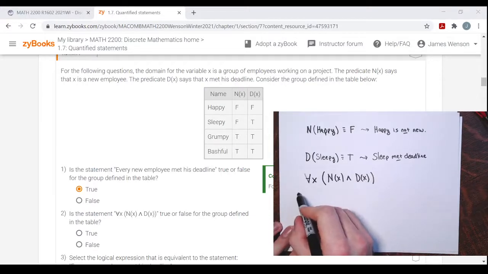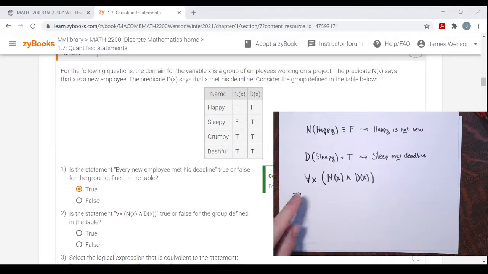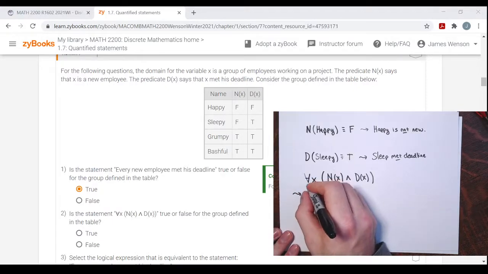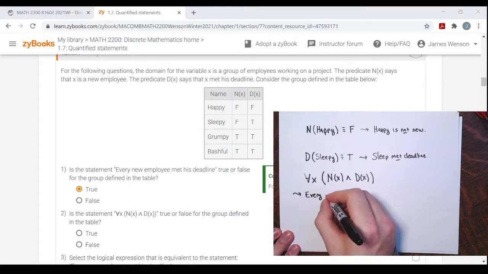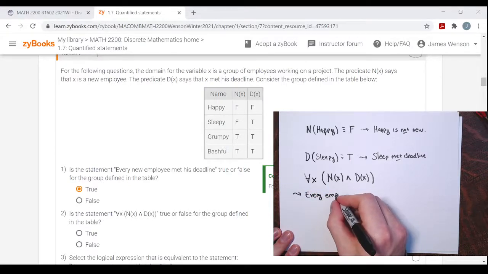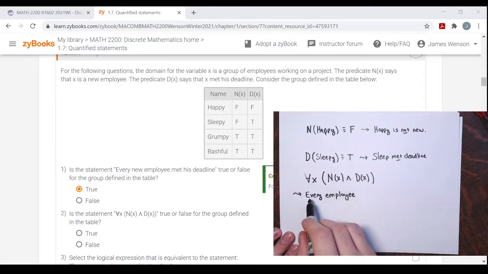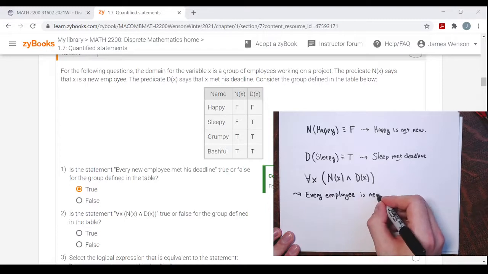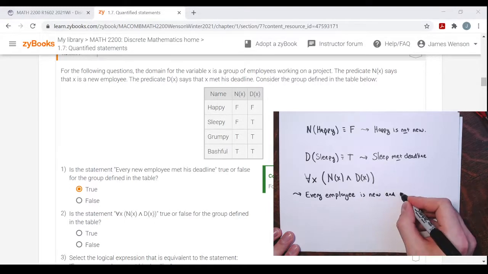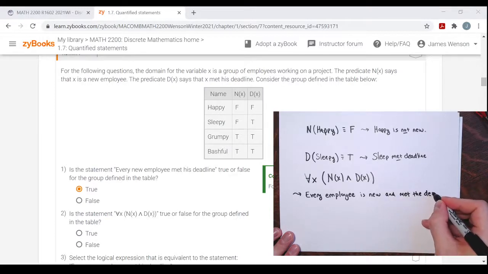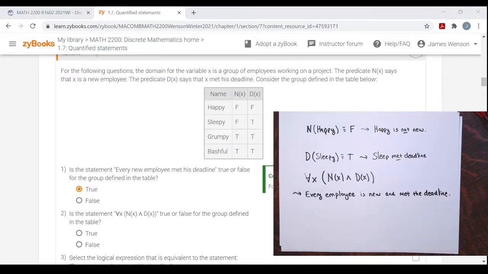Now, if I were writing this in English, this means that for every employee, because X represented all four of these people, every employee satisfies the following statement. They are both new and met the deadline. So every employee is new and met the deadline. That's how I'm saying it in English. Is this a true statement? No. Because this is saying every employee is both new and met the deadline. Happy's not new. Sleepy's not new.